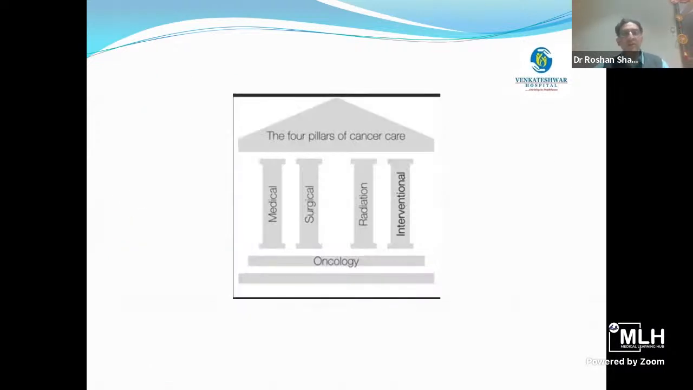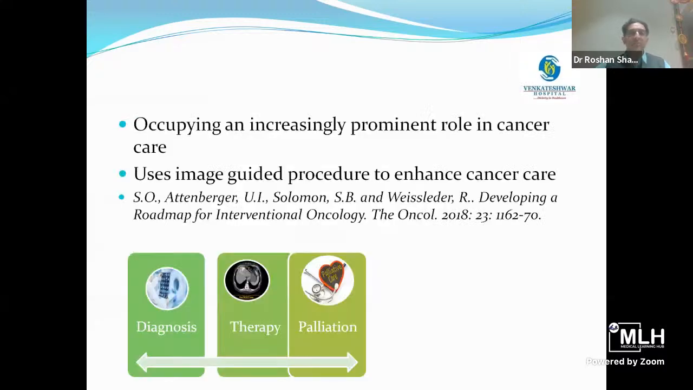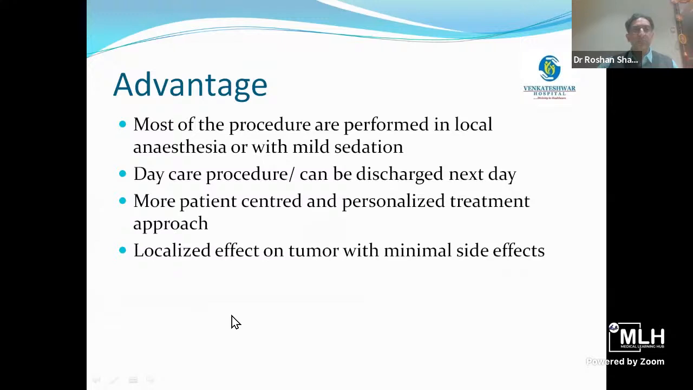So as I mentioned prior, there are four pillars of cancer care: medical oncology, surgical oncology, radiation oncology, and interventional oncology. And interventional oncology is a major part of the field of oncology, including diagnosis and treatment. The journal Oncology in 2018 published that image-guided procedures are used to enhance cancer care. So in interventional radiology, the field varies from diagnosis to therapy to palliation.